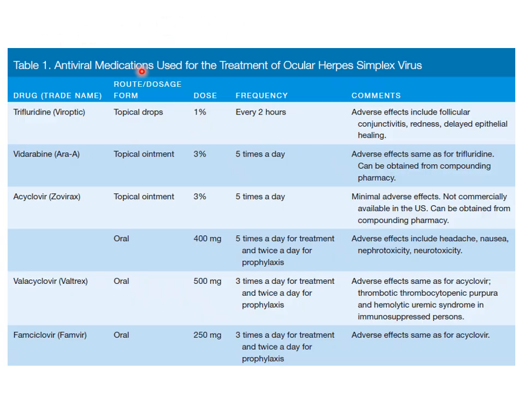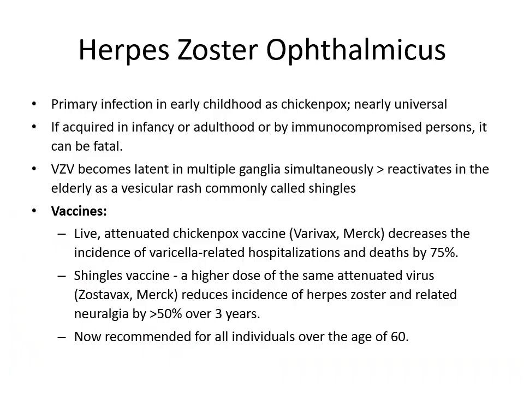These are just some of the antiviral medications used in the treatment of ocular herpes. Basically, we mostly use acyclovir and valacyclovir. Trifluridine is mentioned everywhere because it was the drug used in the US. And of course they have adverse effects because of their mechanism of action. They affect the normal cells also.